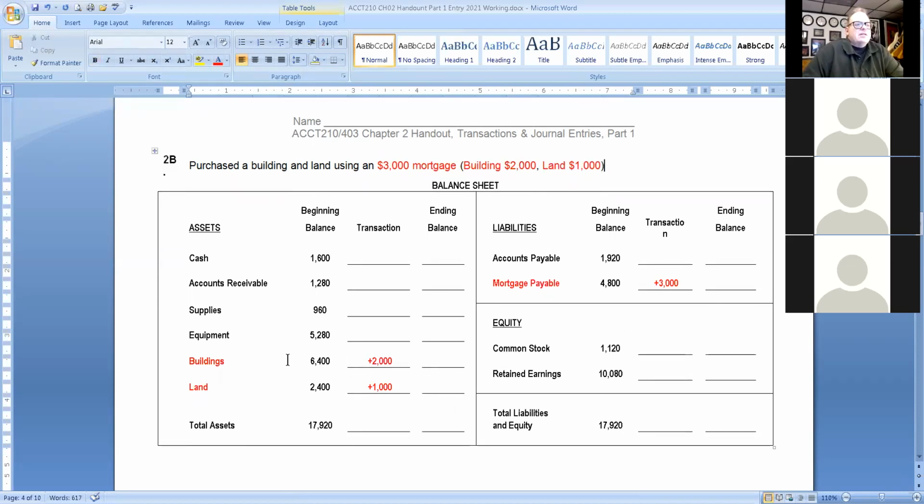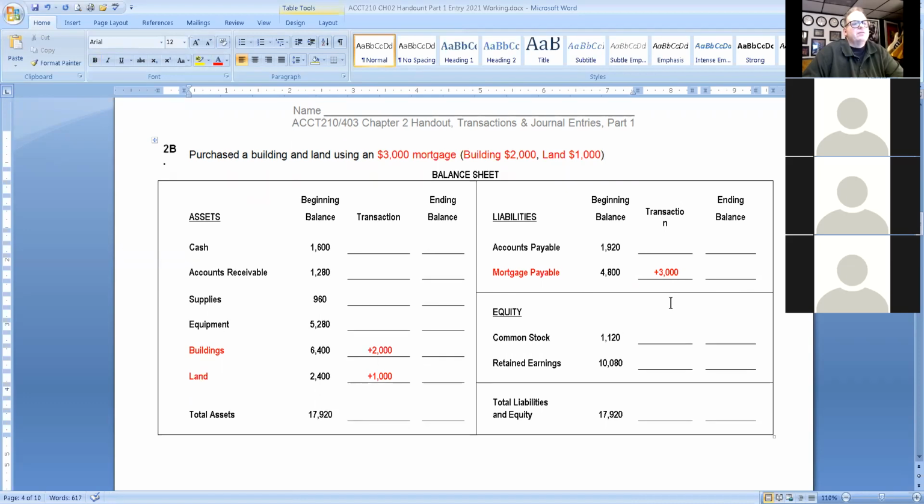Okay, so you can kind of see these are really the only three accounts we need for that: building, land, and mortgage payable. Those are the only ones that we really needed for that transaction.